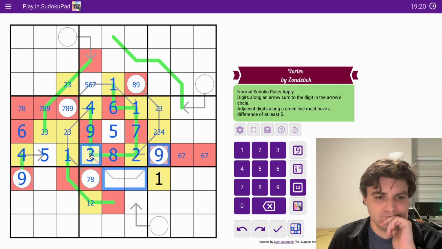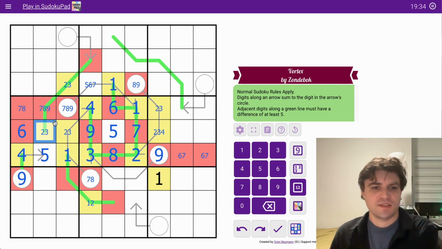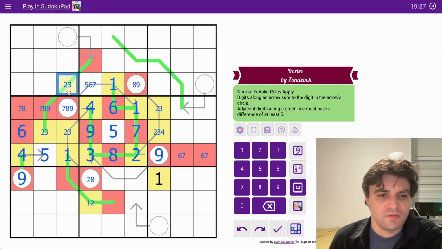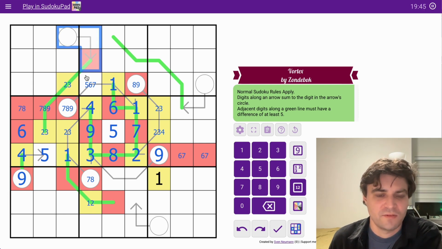Let's see. I'm brooding in silence as I figure this out. If you're... Well, we can repeat some things. You need to be a high number. That's going to be difficult with this arrow.